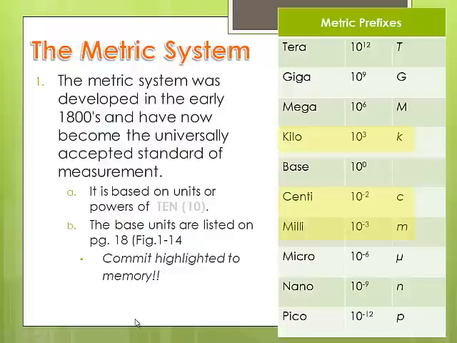The metric system was developed in the early 1800s and has now become an almost universally accepted standard of measurement. It's based around units or powers of 10, and the advantage of that system is that to convert between one unit and another, all we need to do is move the decimal place in one direction or the other. I've got a list of metric prefixes here, up to a million millions and as low as a million millionths of a base unit.